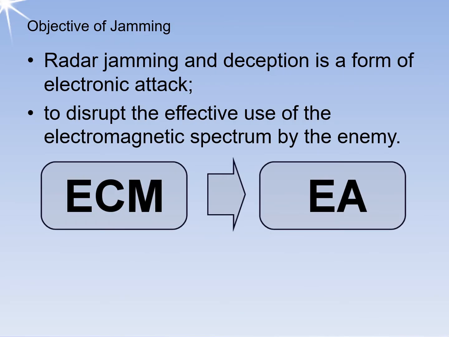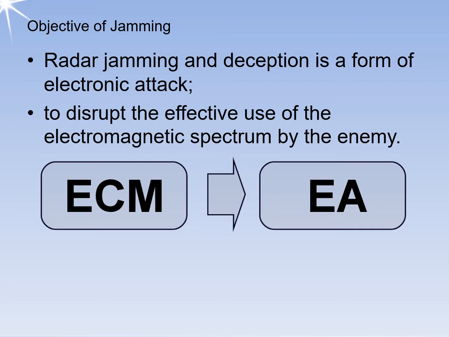For a long time, jamming was known as electronic countermeasures, abbreviated to ECM, but now it is referred to as electronic attack in literature, abbreviated to EA. Radar jamming and deception is a form of electronic attack in which radio frequency signals are intentionally emitted to interfere with the operation of the radar by saturating the receiver with noise or false information.